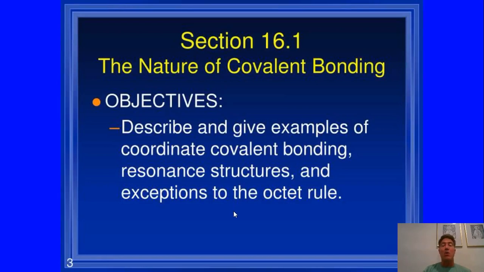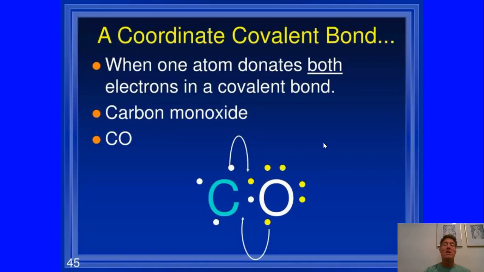Now we're going to talk about coordinate covalent bonding, and then we'll talk about resonance structures and then some exceptions to the octet rule. So what is a coordinate covalent bond? Well, that's when one atom donates both electrons to a covalent bond. See, normally we have one atom contributes one of each.